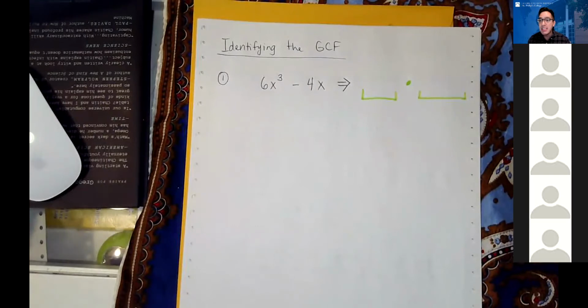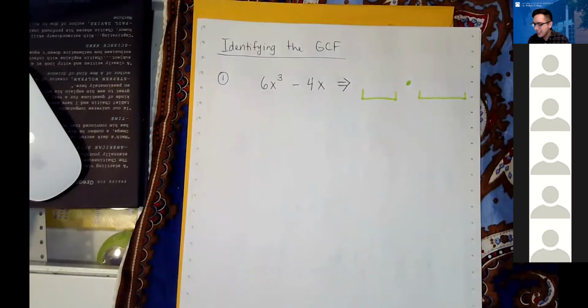Is it pretty obvious to everybody, or, let me ask it this way, because I want to make sure that there's nobody left behind here. Is there anyone who doesn't understand why 2x would be the greatest common factor here?